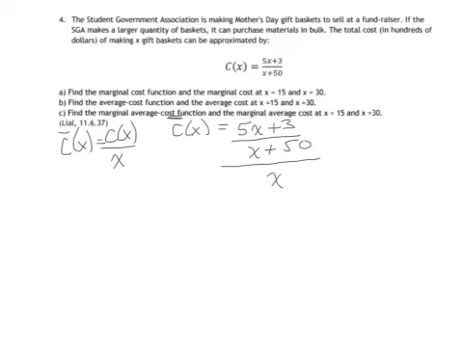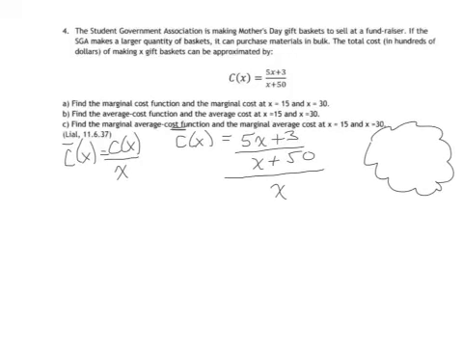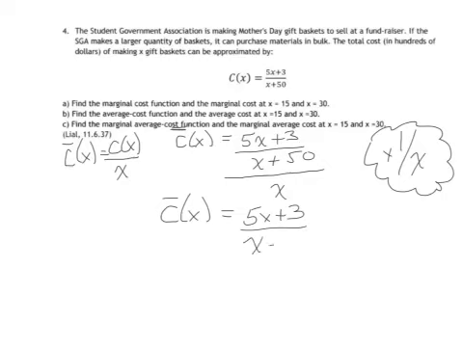Okay, so we have to remind ourselves that in order to divide like this, we would be multiplying by the inverse of x, which is 1 over x. So let's see how that looks. The average cost function is going to equal 5x plus 3 over x plus 50, and now all multiplied by 1 over x. Okay?